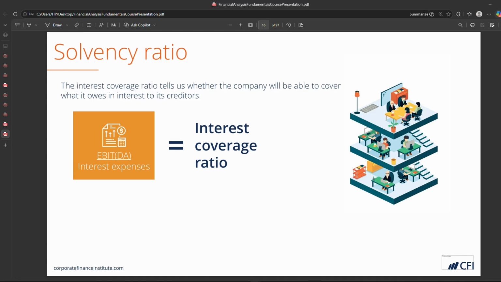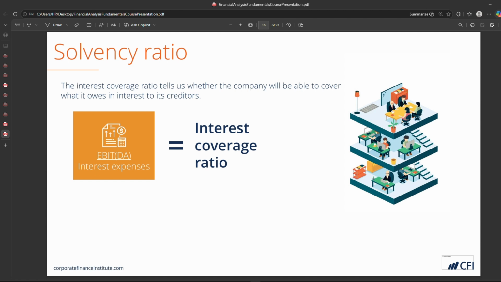I'm going to go to my CFI material here. So I have solvency ratio basically. It says the interest coverage ratio tells us whether the company will be able to recover what is owed in interest to its creditors. So the formula is basically EBITDA or EBIT over interest expenses. Like I said, when we get to the later aspect of the video, I'm going to be interpreting what we are going to be calculating.